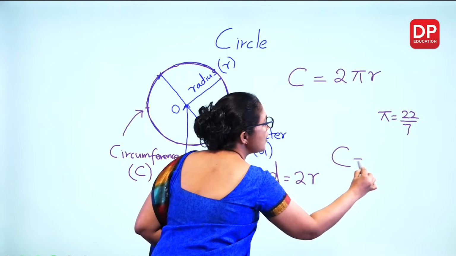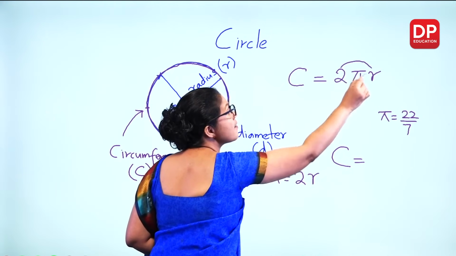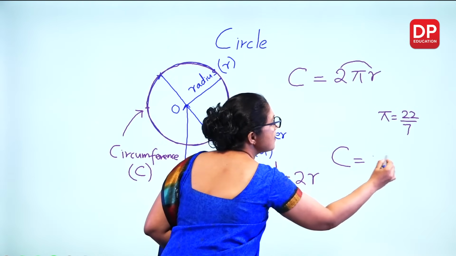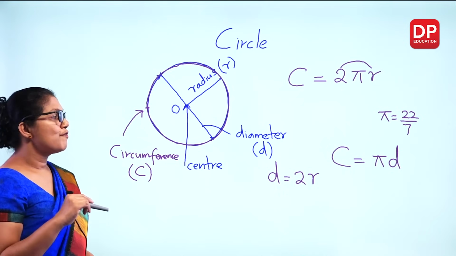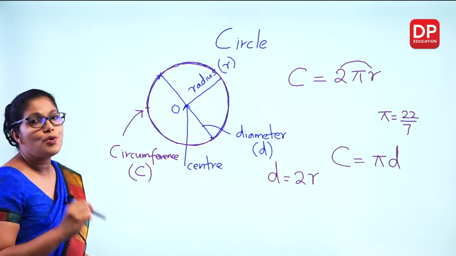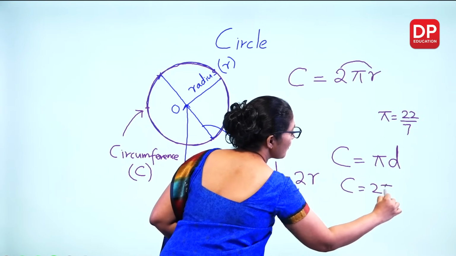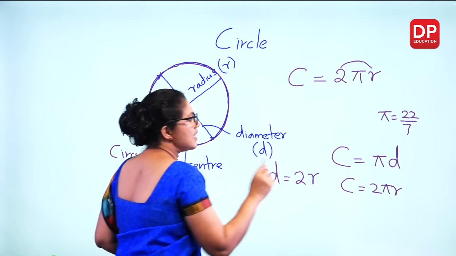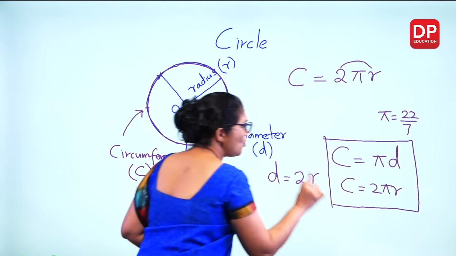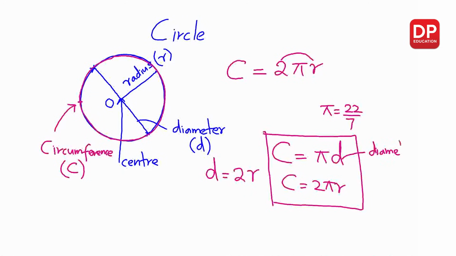So what's the other formula you can use for circumference? Instead of 2r, I can plug in D. 2r is diameter, so I can use pi d. So when you get a circle, how can we find out the circumference? If you know the radius, you can use the 2 pi r formula. If you know the diameter, we can straight away write down pi into d. So this formula you need to memorize. So basically d is the diameter and r is the radius.